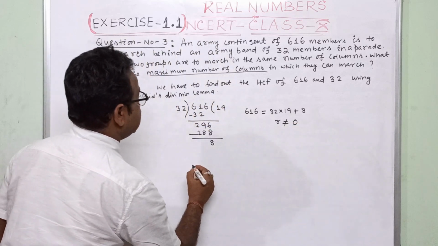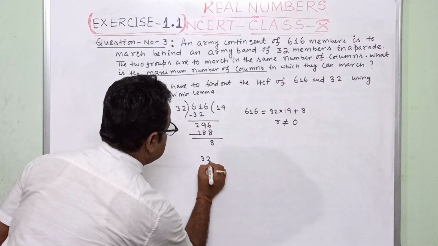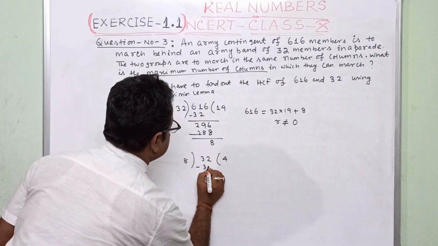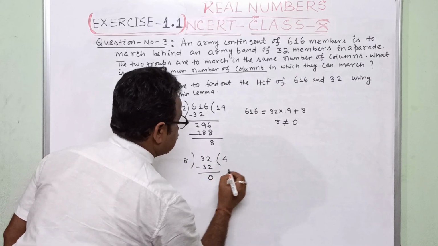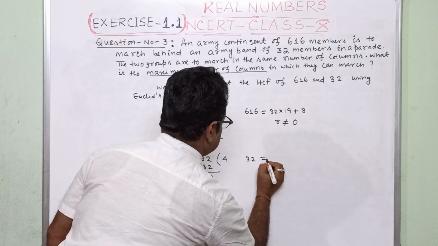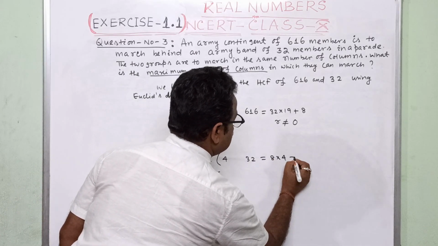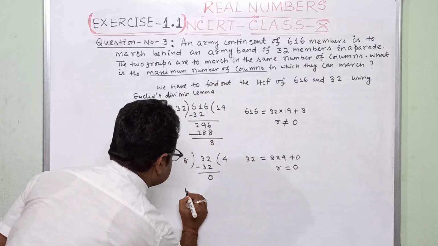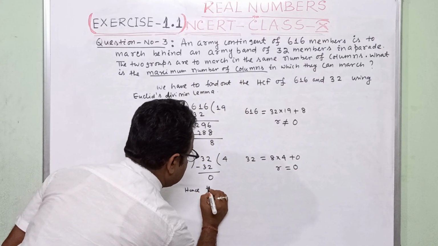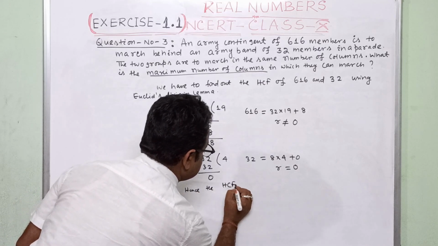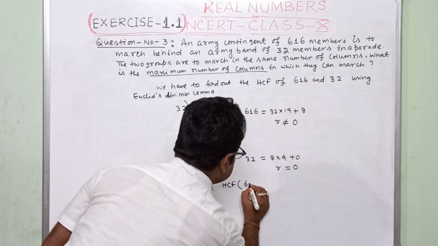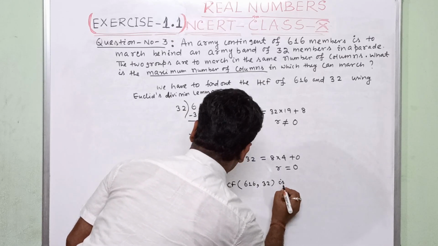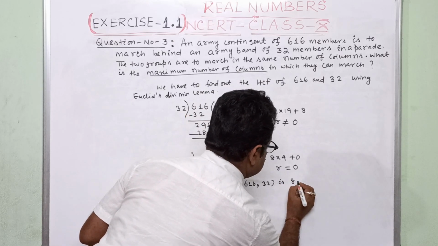Now again we have to divide 32 by 8. 8 fours are 32. So here the remainder is 0. Now 32 is equal to 8 into 4 plus 0. So r is equal to 0. Hence the HCF of 616 and 32 is 8.